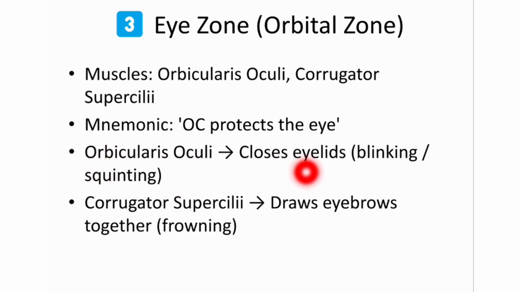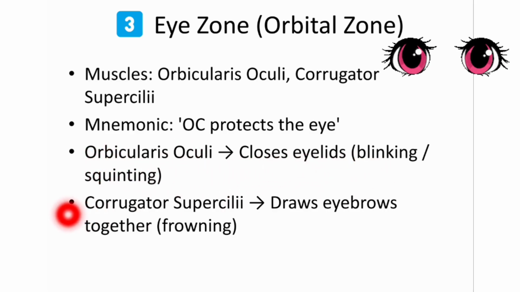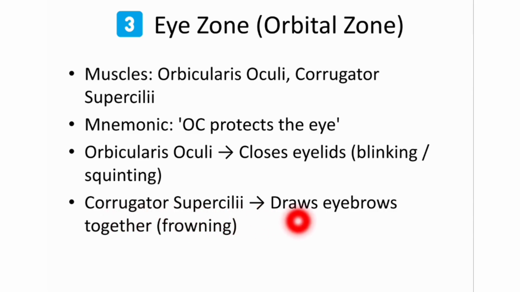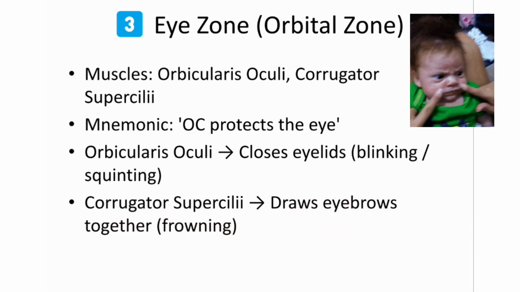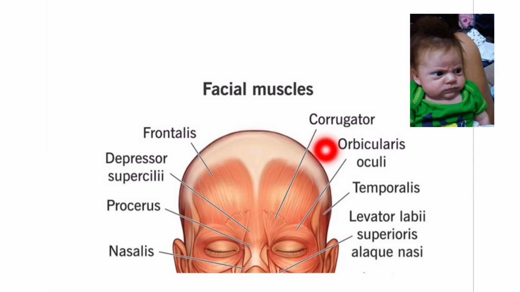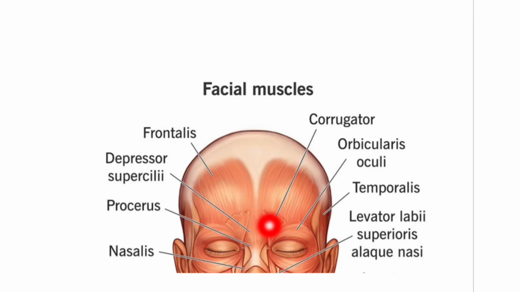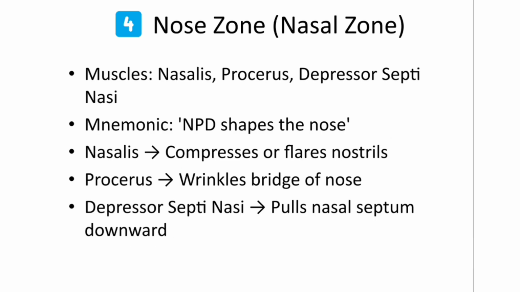Orbicularis oculi closes the eyelids like blinking and squinting, and corrugator supercilii draws the eyebrows together like frowning. So this is the corrugator muscle, and this is the orbicularis oculi muscle, this one that surrounds the eye.